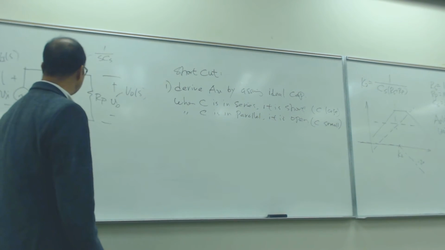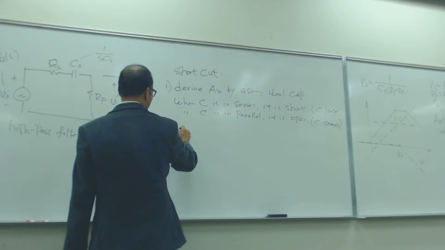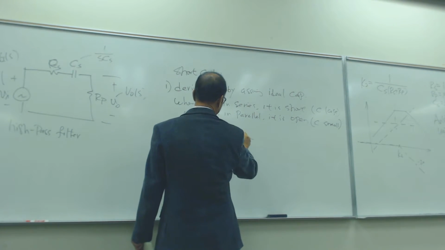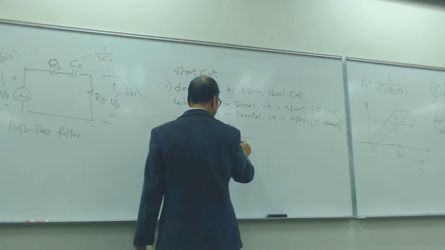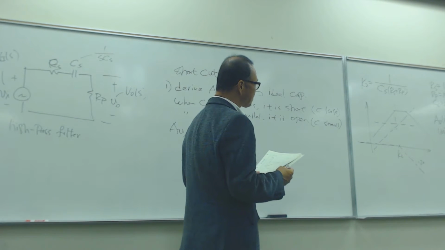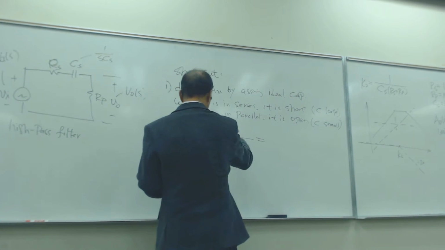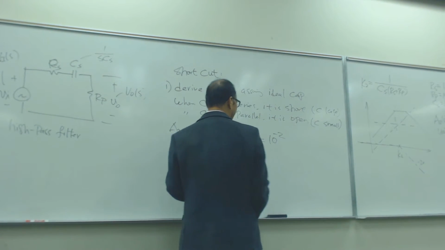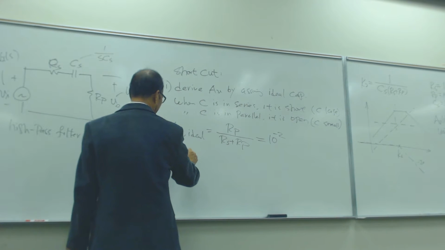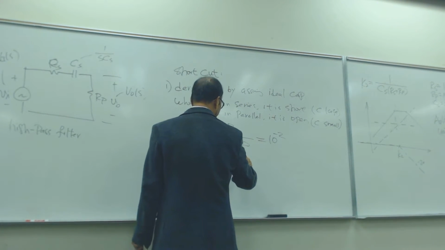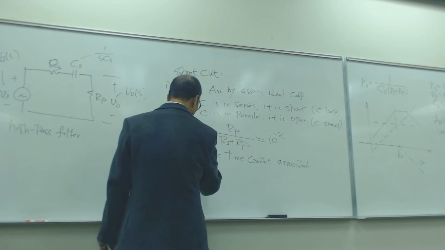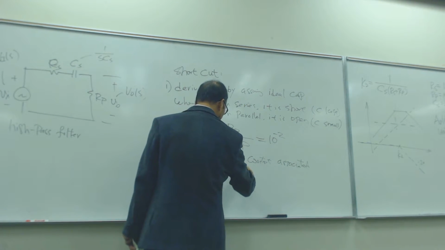Okay. Then if you look at the circuit, what is A sub B? I would call it A sub B ideal. It's simple, right? R P over R S plus R P. So if I use the numbers I gave you, this is 10 to the minus 2. Okay, second, find the RC time constants associated with the capacitance.